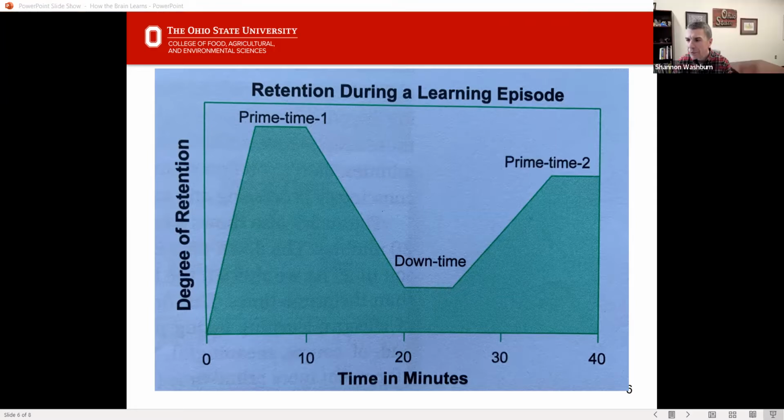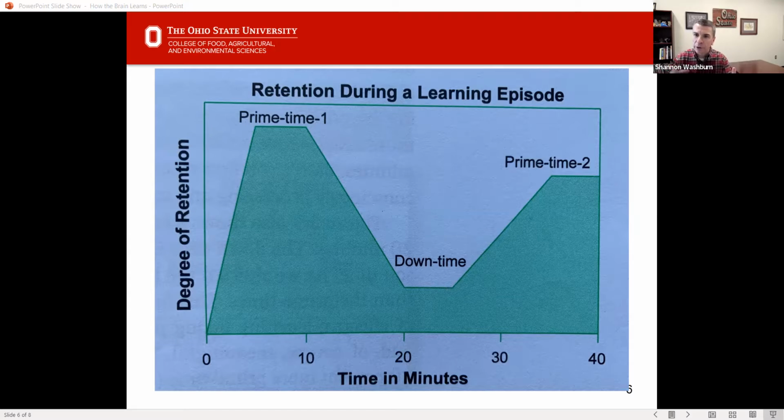Yes, absolutely. So those approaches are what David Sousa would refer to as practice or rehearsal. Okay, opportunities to apply those main ideas. Notice what I'm trying to model here.